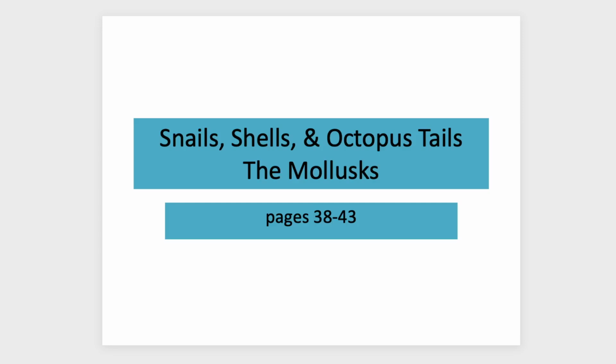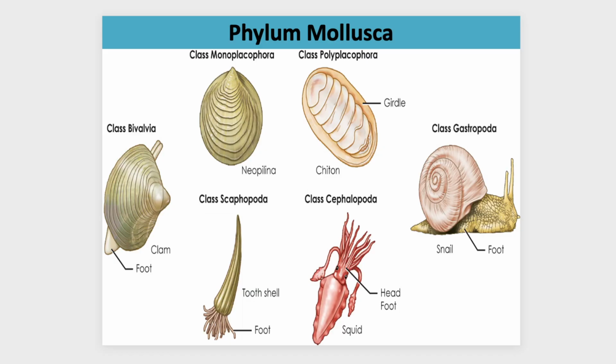Welcome back to Biology 104. Today we're going to be talking about snails, shells, and octopus tails, which is going to be our notes on the mollusk. So for this, we're going to have 6 classes that we're going to look at.